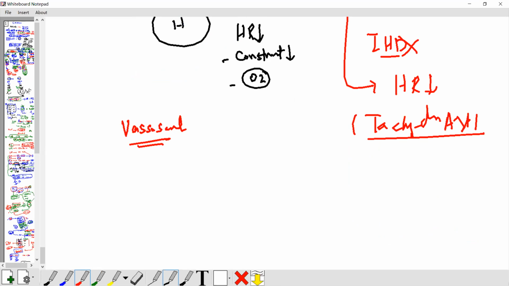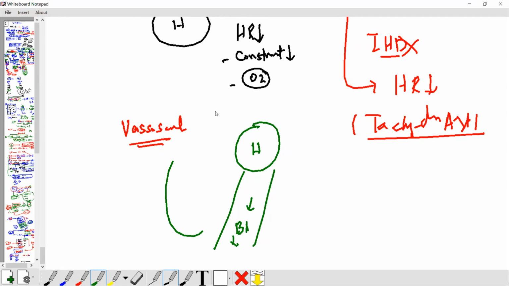Vasoselective, for example, acts on the vessels, not your heart. They dilate the vessel. Resistance decreases, pressure decreases. What happens? The signal goes to the brain, and the brain then tries to increase the heart rate. So vasoselective drugs increase the heart rate, and cardioselective drugs decrease the heart rate.